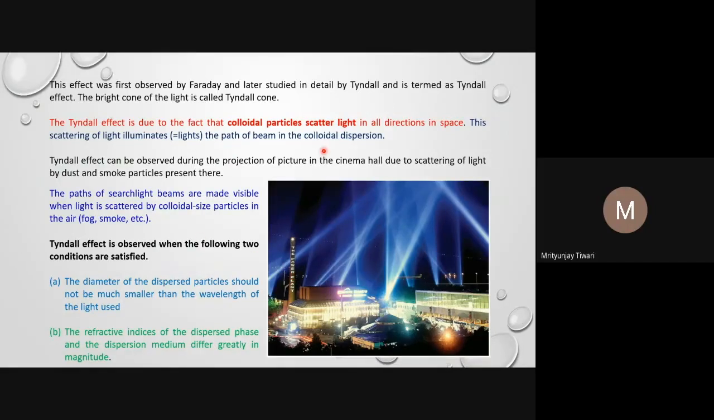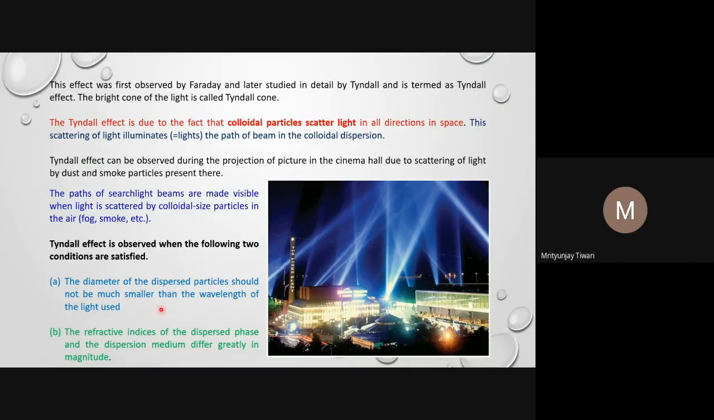Some examples we have already seen, like we can see the path of such light beams. This is because of the small colloidal particles that are there in the air, and the Tyndall effect is due to the effect of colloidal particles and the scattering of light. This thing we have already seen.